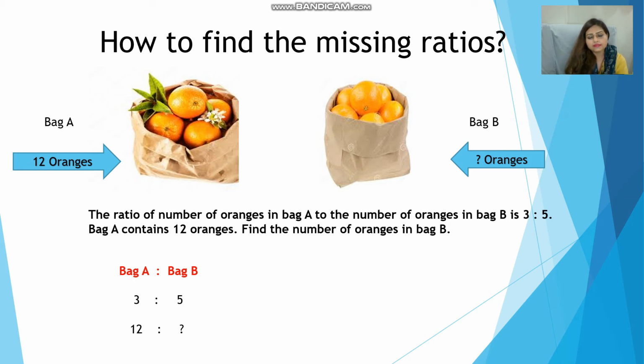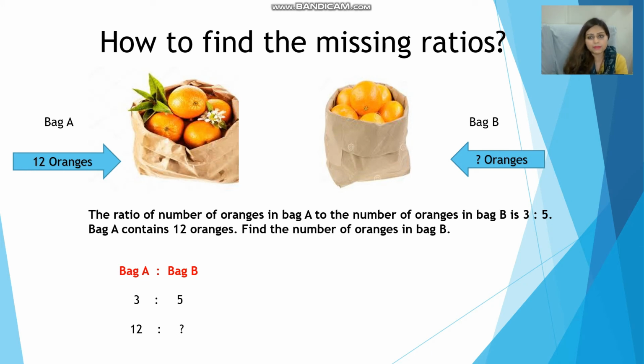So, the summary of the question is that there are two bags, bag A and bag B, both filled with oranges. But bag B has more oranges than bag A. How can we know that? Because of their ratio. The ratio is written 3 to 5. It means that for every 3 oranges in bag A, there are 5 oranges in bag B.